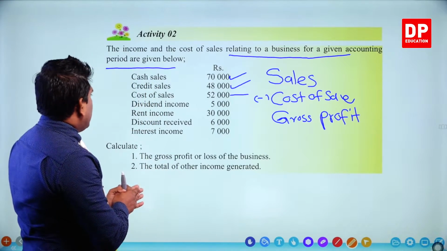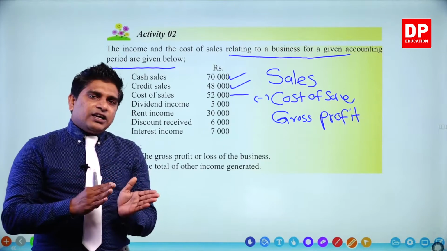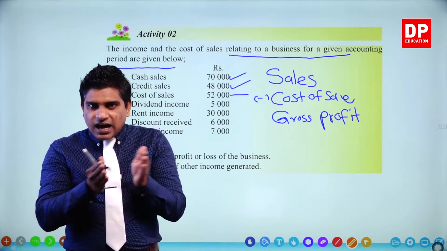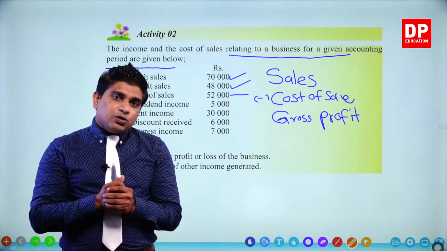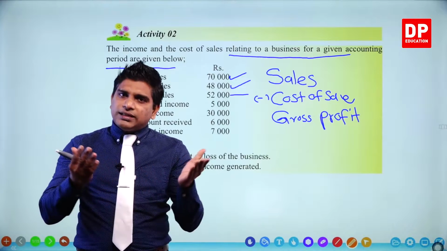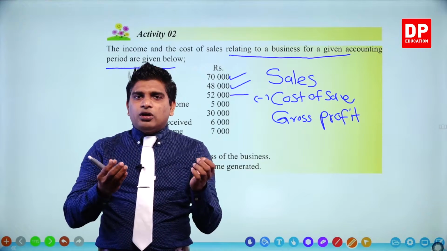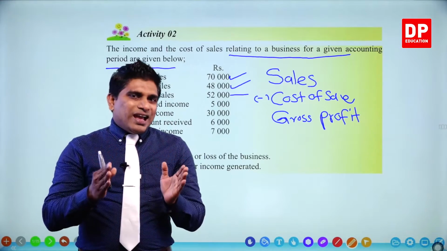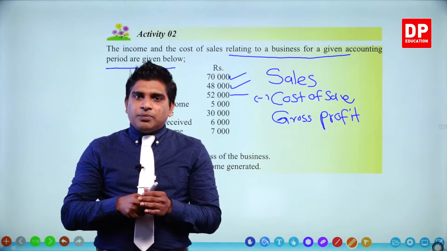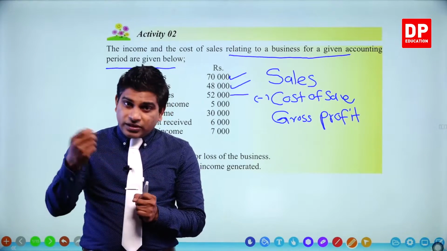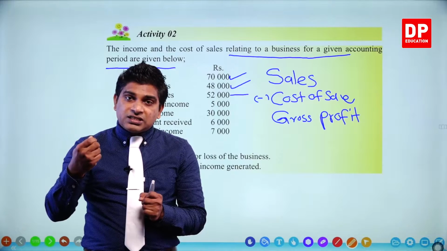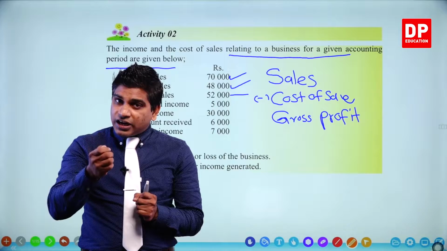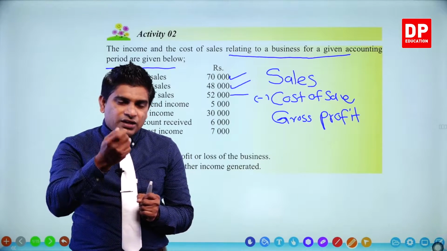Now, after the trading account, that means after we calculate gross profit, under the gross profit we write all other income generated by the business. Not only through sales related activities, as a businessman you may have different income. Sometimes you may invest your money in the share market. From that you can earn income. We call this dividends income, the income generated from the share market.